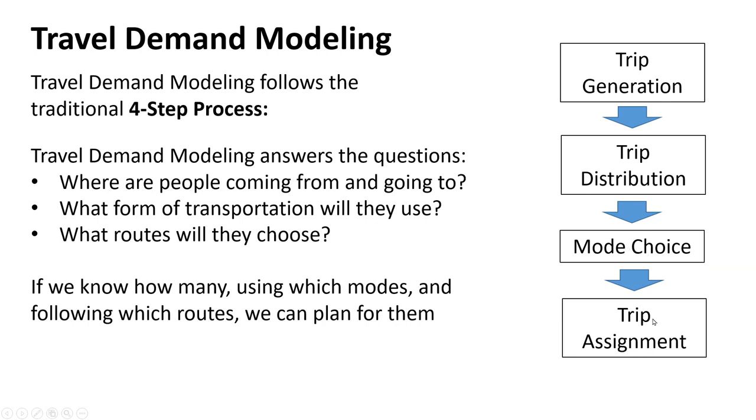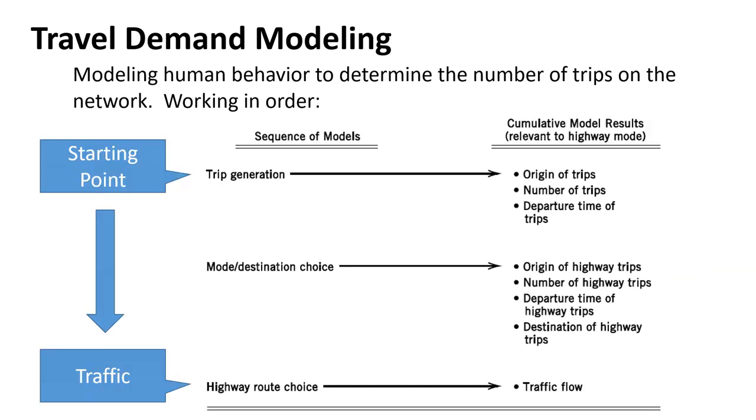And it could be a road, a street. So if you're driving, that would be the trip assignment, or it could be a bus line if you're taking mass transit. So those are the 4-step processes. That's the classic 4-step process. It hasn't changed too much. And if you study transportation more in the future, you're definitely going to hear more about this.